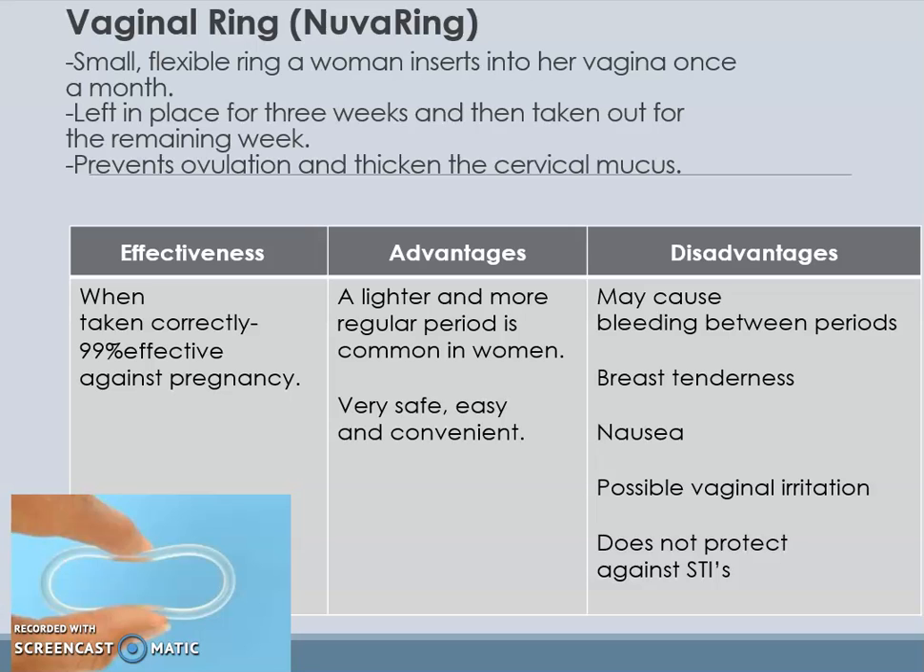The advantages are that it gives a lighter and more regular period. It's very safe. It's very easy. It's very convenient. It's very easy to use. It may cause bleeding between periods. It could also cause breast tenderness, some nauseousness, and possible vaginal irritation, because that little ring actually sits right inside the vagina. And it does not protect against STIs.